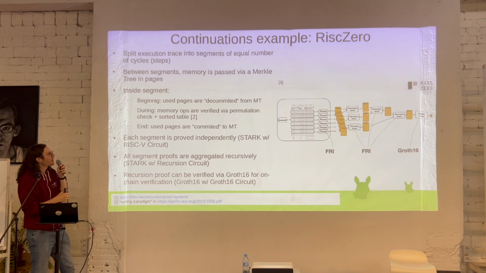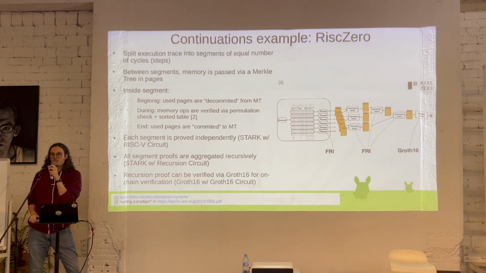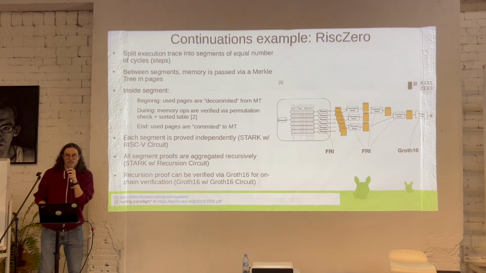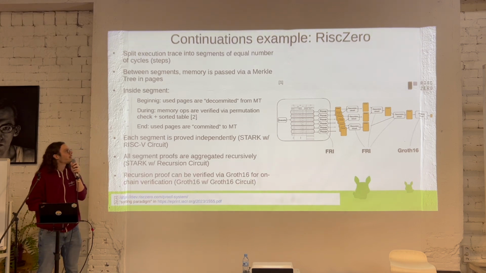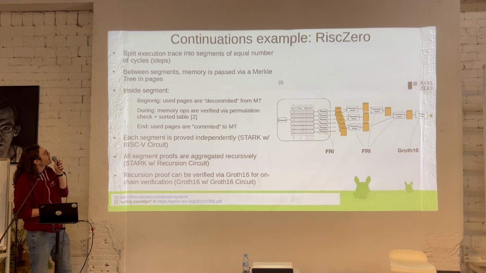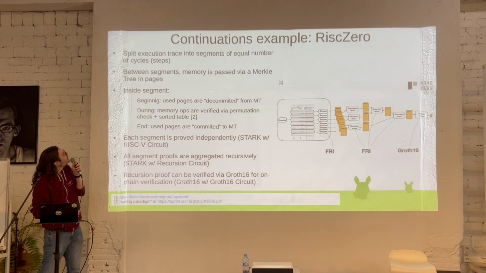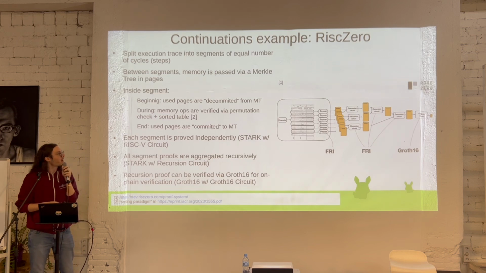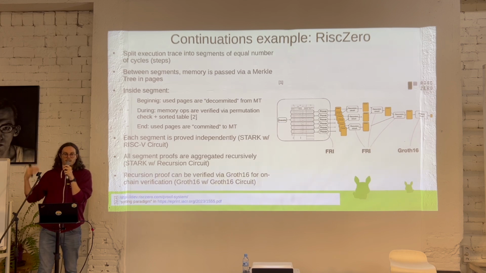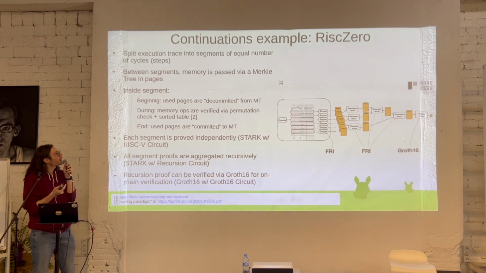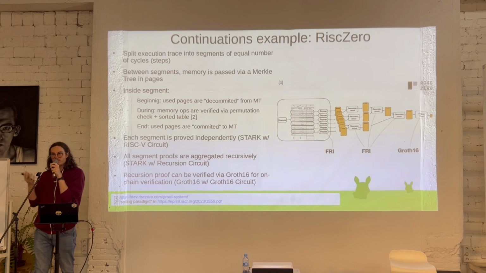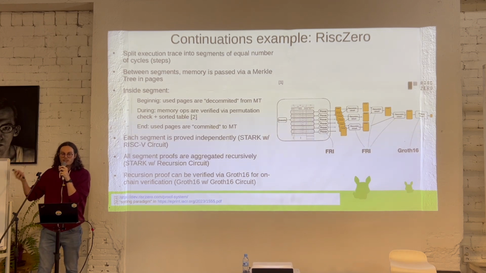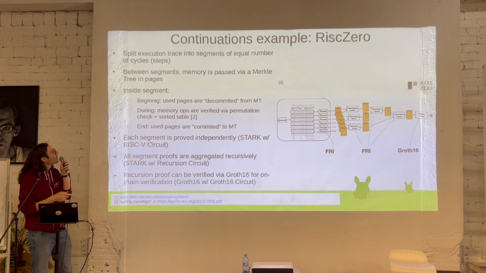So here is, as an example, how continuations work in RISC-V. In RISC-V, the first part that they do is they take the entire execution trace and split it into segments, and each segment has an equal number of cycles or steps. In this case, they call them cycles, but it's one instruction per cycle, which is not usually the case for CPUs. CPUs usually take many cycles per instruction.